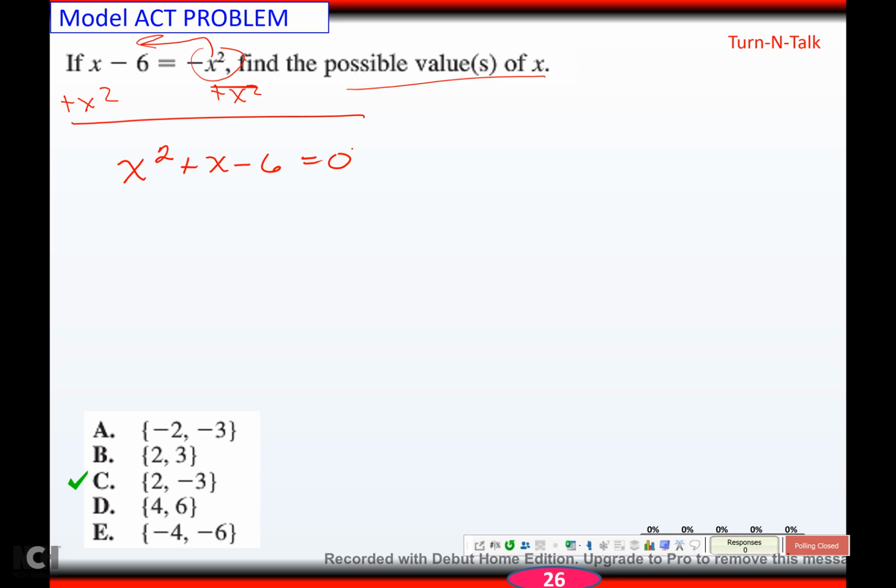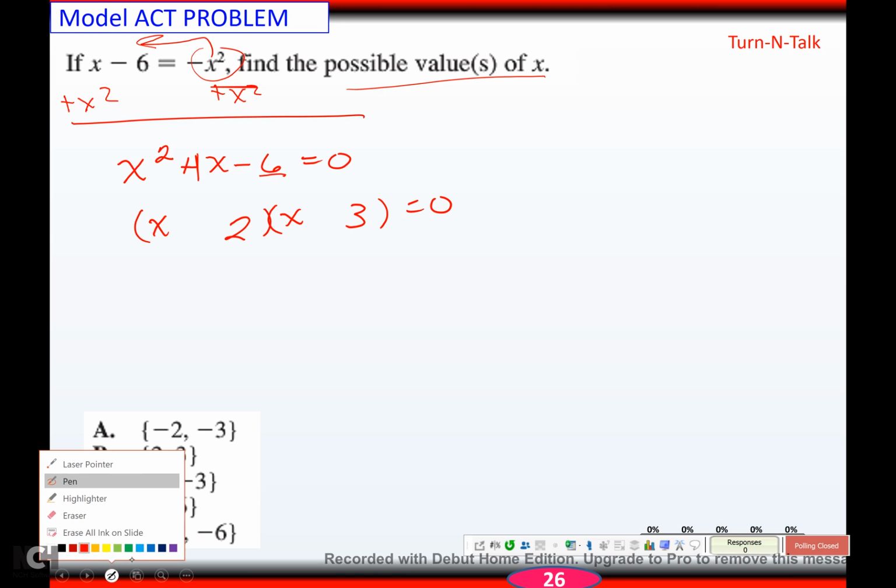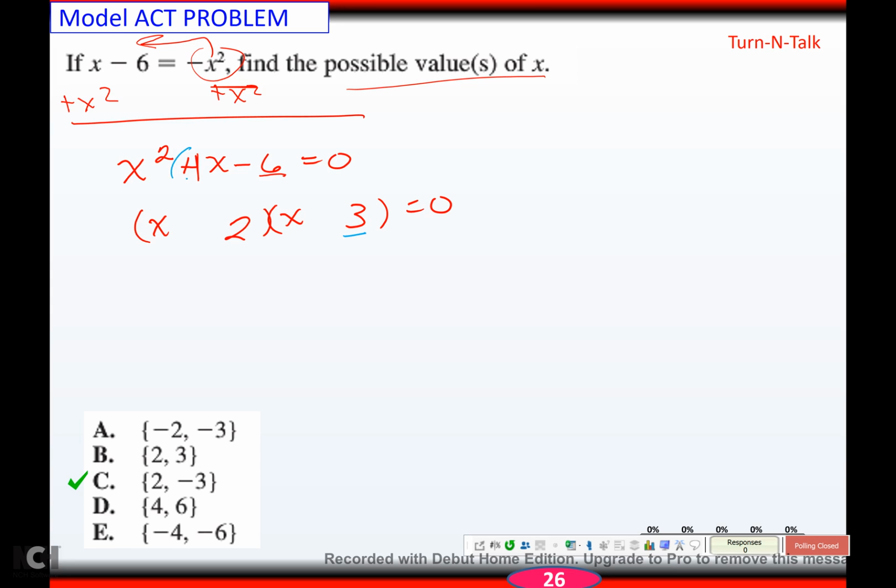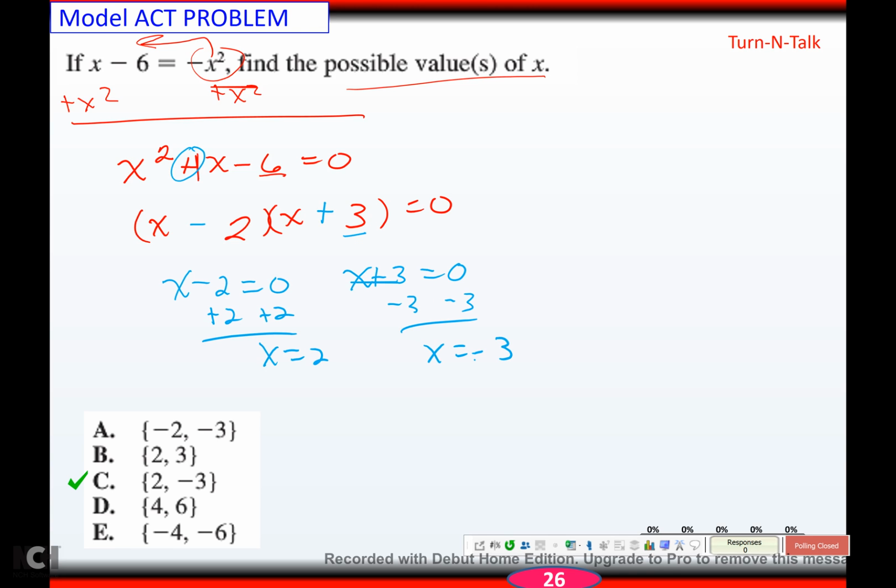Now it should be an easy factor, because a is 1. Factors of 6 that make 1 would be 2 and 3. C is negative, which means only the signs have to be different, and the bully gets the middle sign, and he doesn't. So now if I set them to 0 and solve, x minus 2 equals 0, x plus 3 equals 0. Add 2, I get x equals 2. Minus 3, I get x equals negative 3.